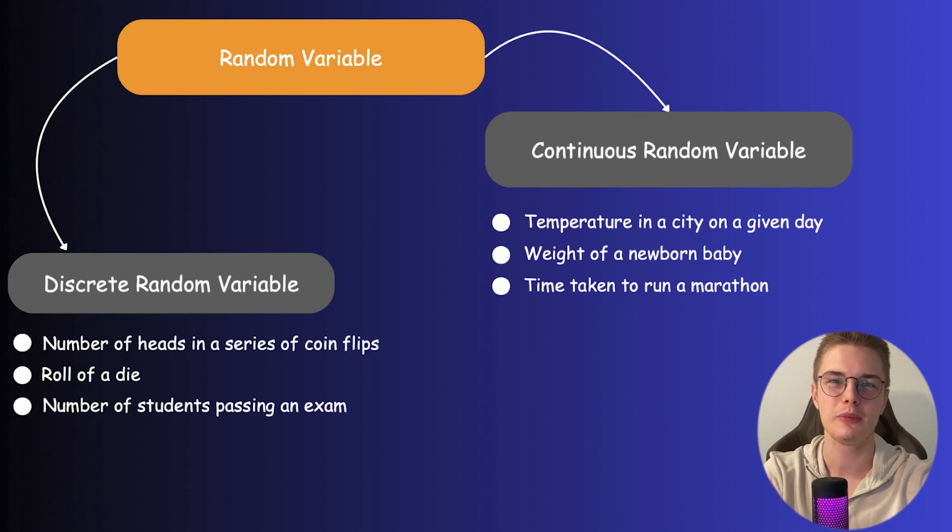A discrete random variable takes on distinct countable values. Examples include the number of heads in a series of coin flips, the result of rolling a die, or the number of students passing an exam.